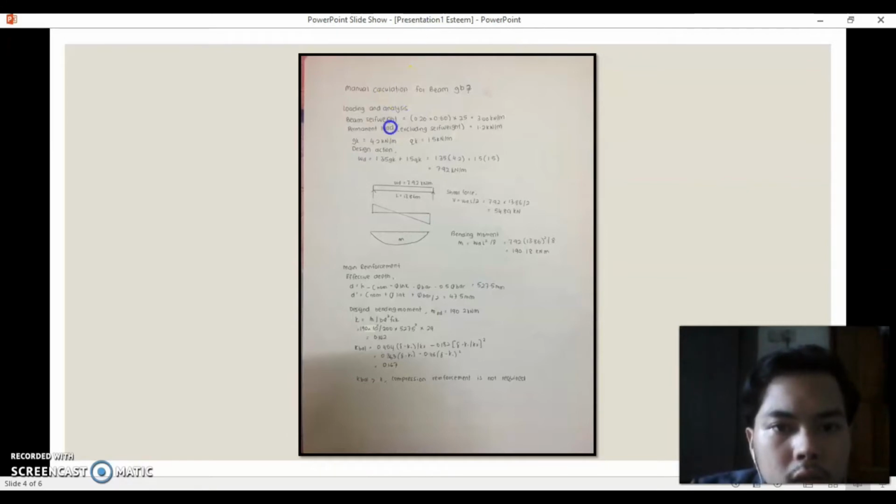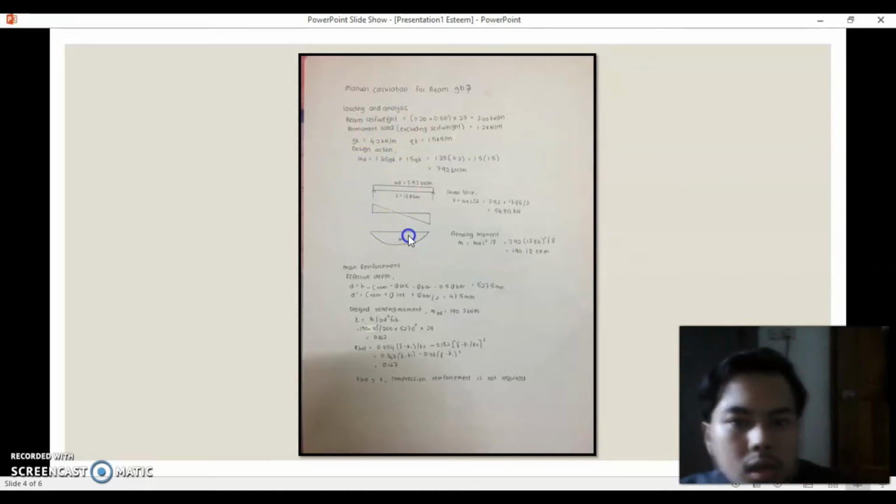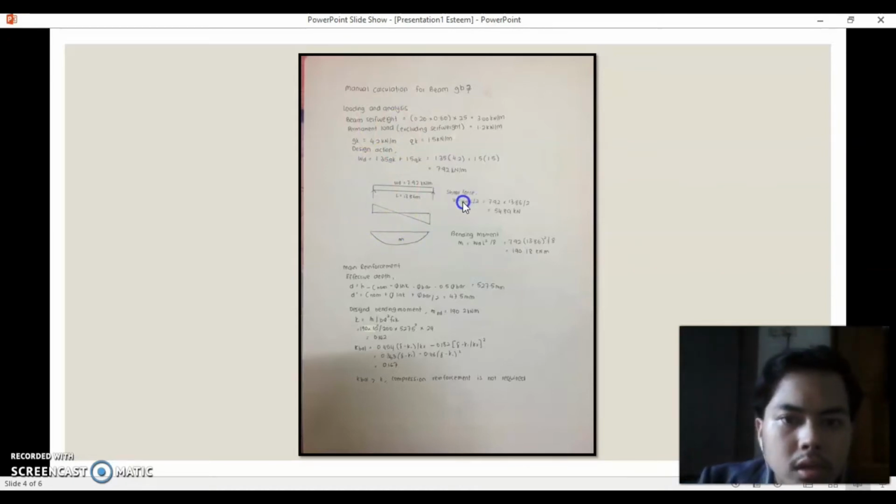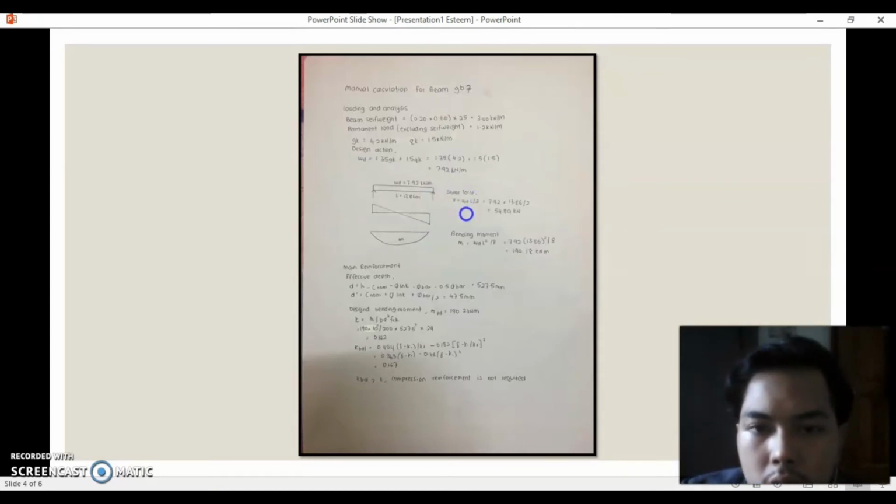After that, we draw the SFD and BMD diagrams. We find the shear force using the formula V equals Wd L over 2, and we get a shear force of 54.89 kN, and a bending moment of 190.18 kNm.